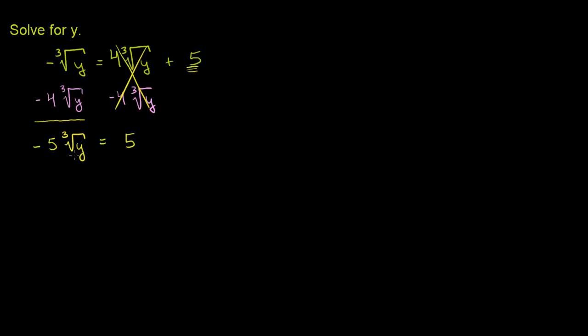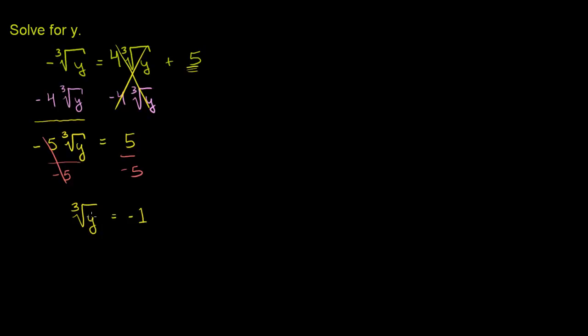Now, we've almost isolated this cube root of y. We just have to divide both sides of the equation by -5. And these cancel out. That was the whole point. And we are left with the cube root of y is equal to 5 divided by -5, which is -1. So the cube root of y is equal to -1.